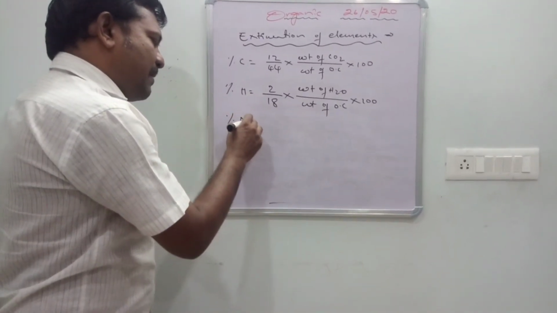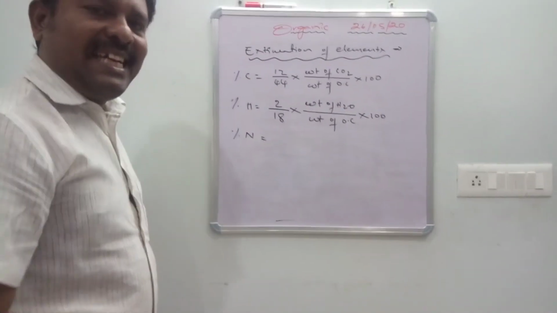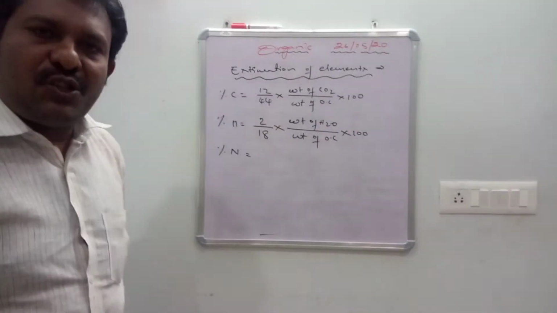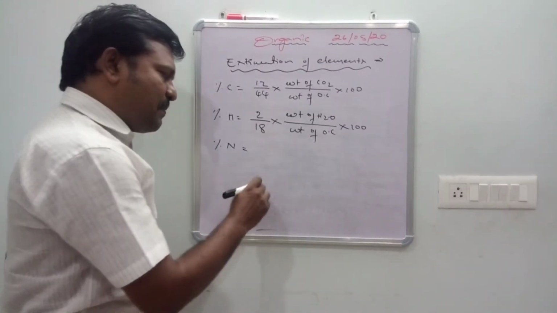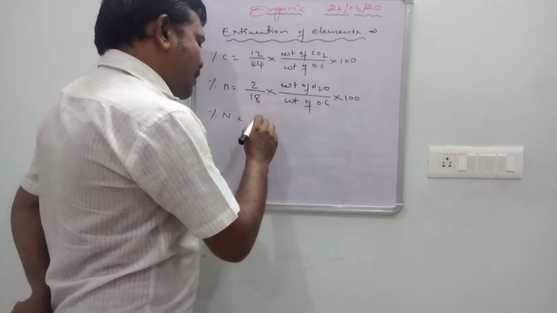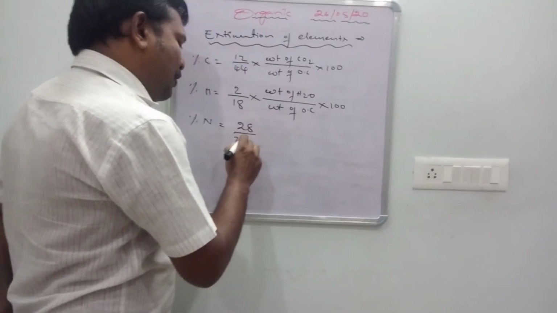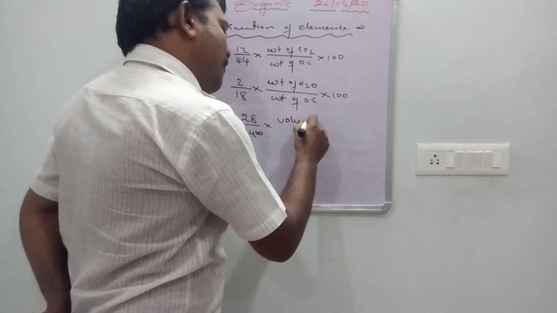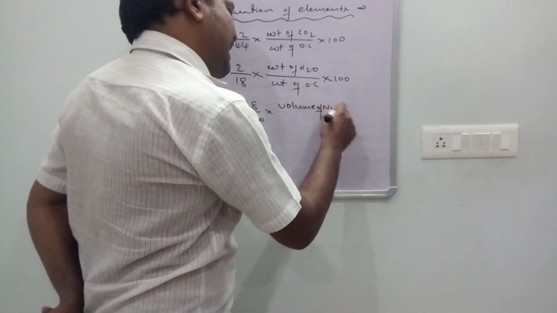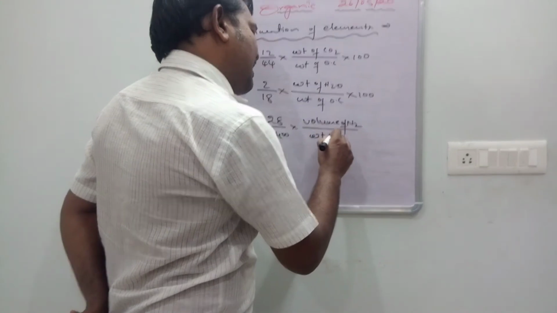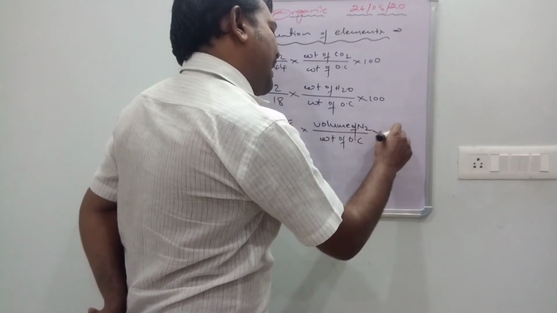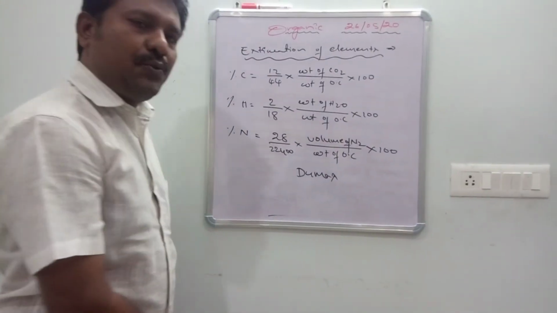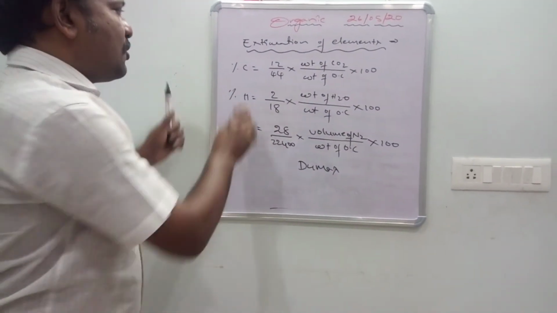Percentage of nitrogen, a very important bit. Two methods are there to estimate nitrogen: one is the Dumas method and the second is Kjeldahl's method. By the Dumas method, percentage of nitrogen equals 28 by 22,400, the STP volume, into volume of nitrogen by weight of organic compound into 100. That is the Dumas method. Clear?